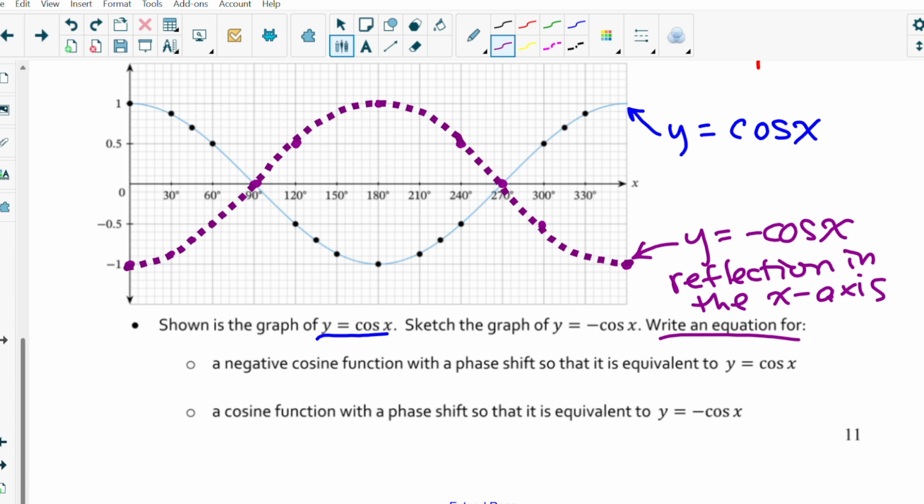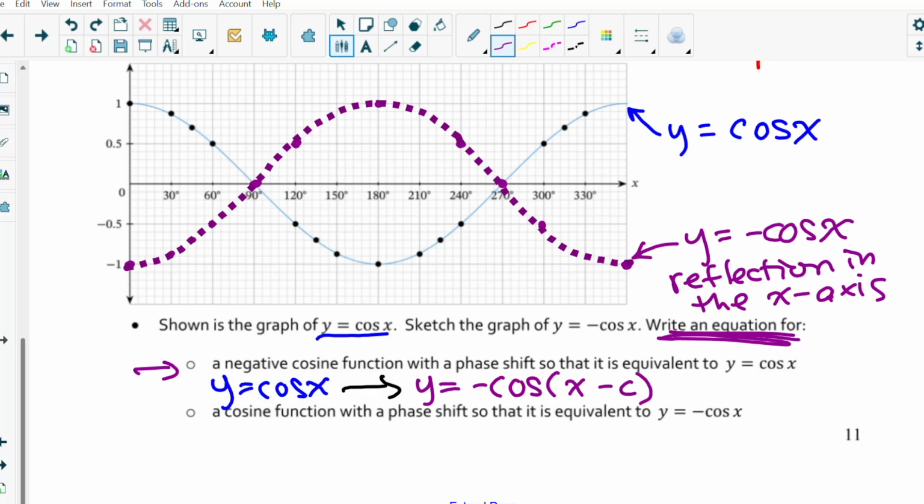So let's write an equation for a negative cosine function with a phase shift so that it's equivalent to y equals cosine of x. So if I start with y equals cosine of x, and I want to write an equivalent function, that's the negative version. It's asking, well, what is this phase shift? Well, if you're thinking, wow, this is very similar to what we did with the cosine function, well, it's just out of phase by pi radians or 180 degrees.